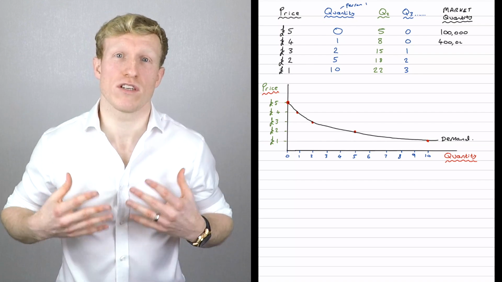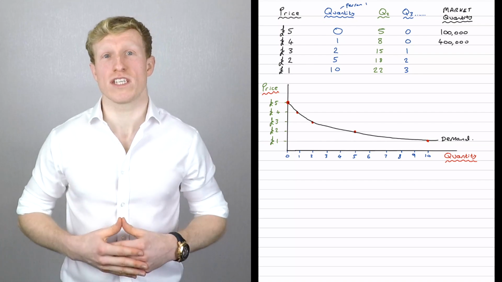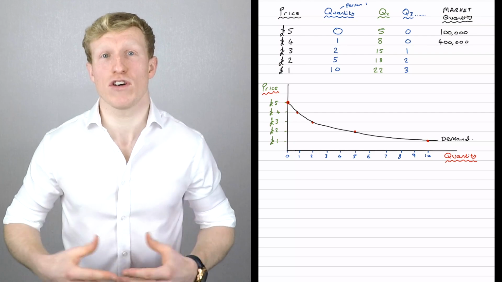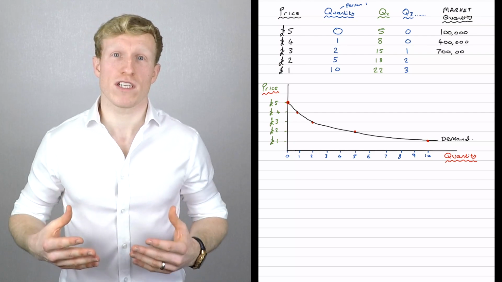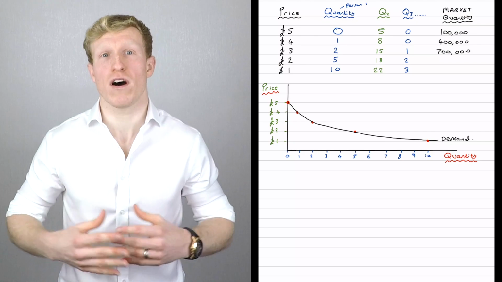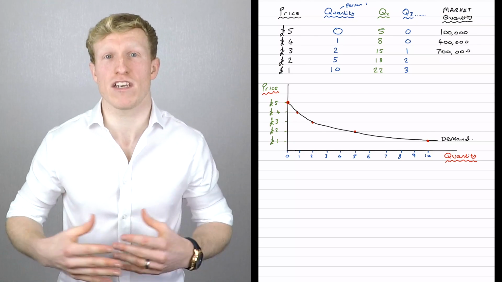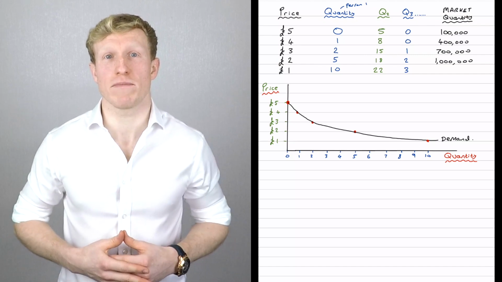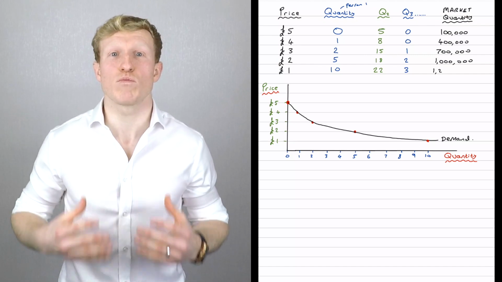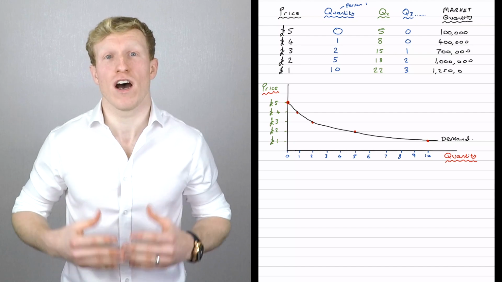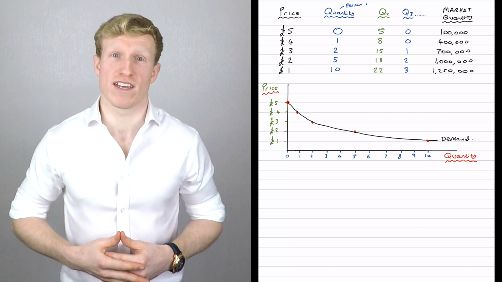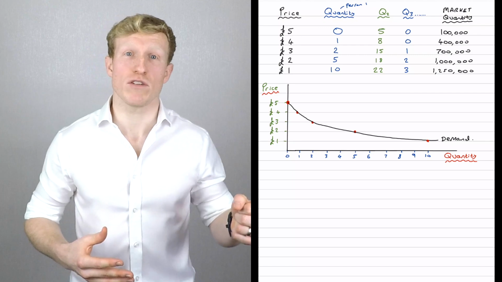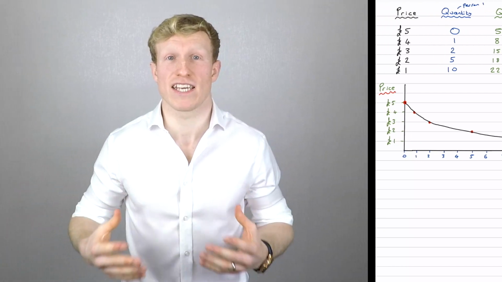If the price goes to £3, then the total quantity demanded in the market is 700,000 units. And if the price goes to £2, the total market quantity demanded is 1 million units. And if the price goes to £1, then the total quantity demanded across the entire market is 1.25 million units of dairy milk every single week. So this is how we go from individual demand to our market demand data.